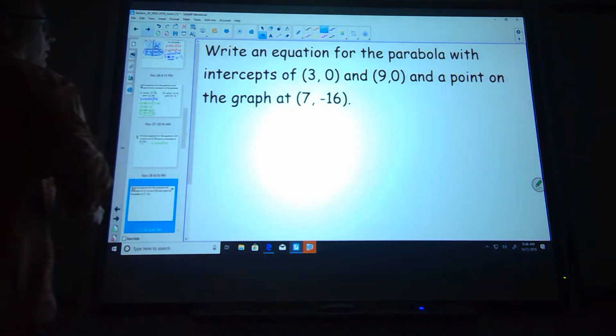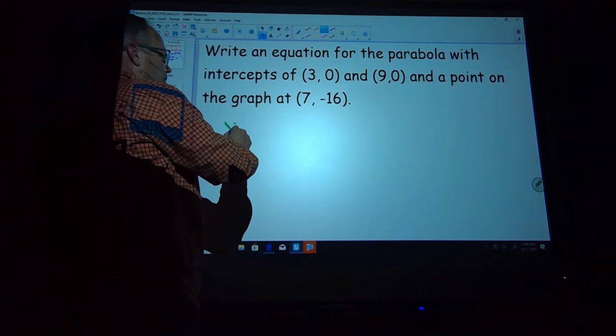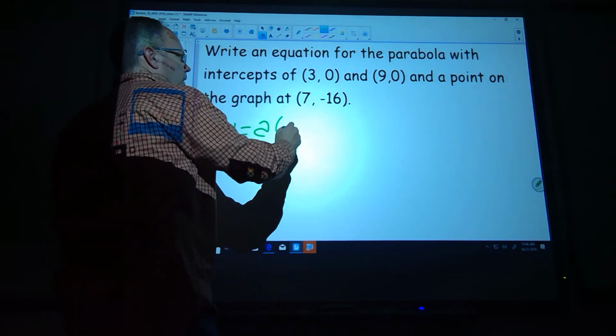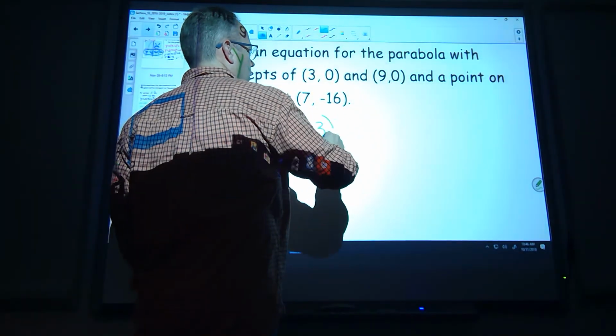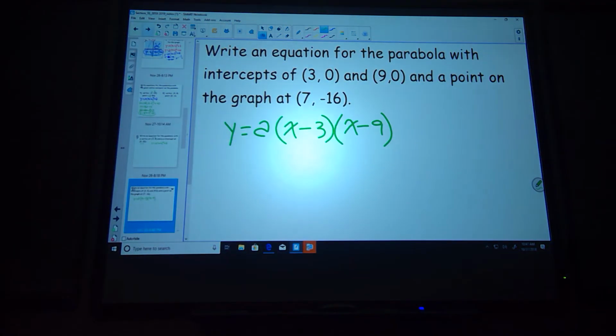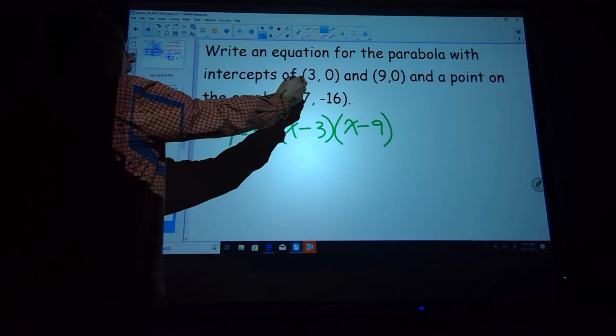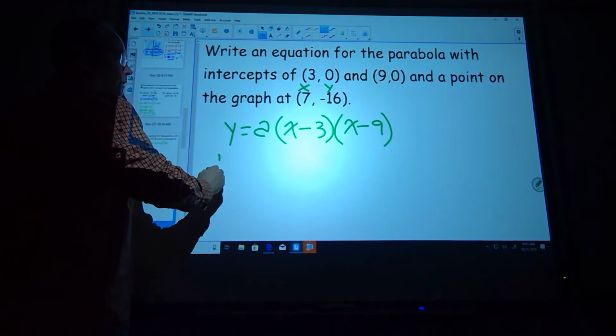All right. Then it says, write an equation for the parabola that has the intercepts at (3, 0) and (9, 0). The graph is there. Oh, you got the roots. Yes, there I have the roots. And then you can just plug the stuff in. And then I can plug my x and y in. Agree?